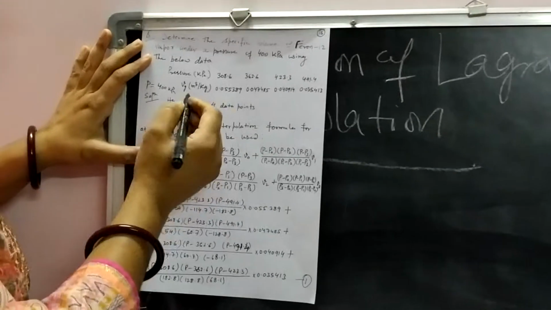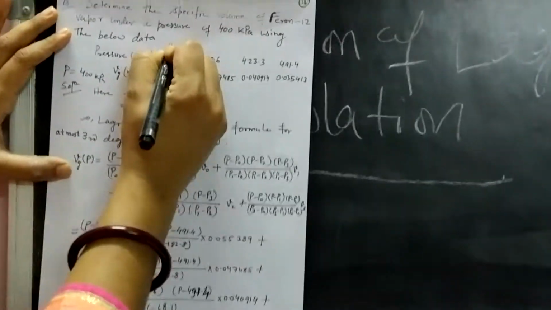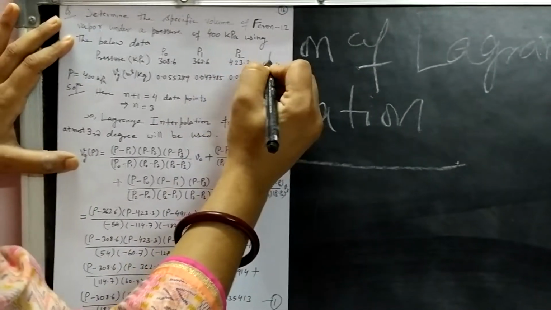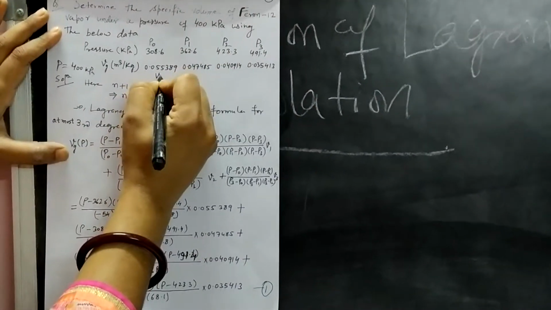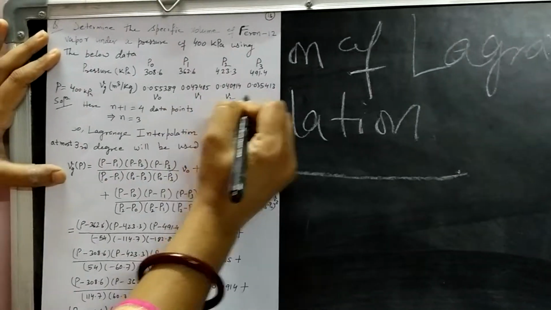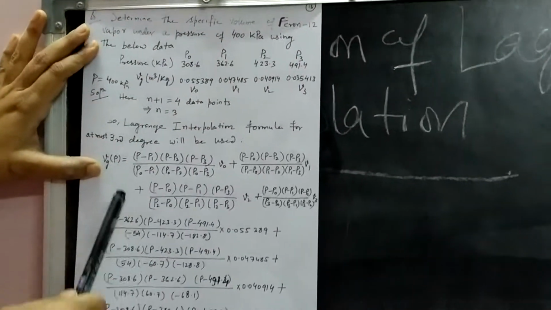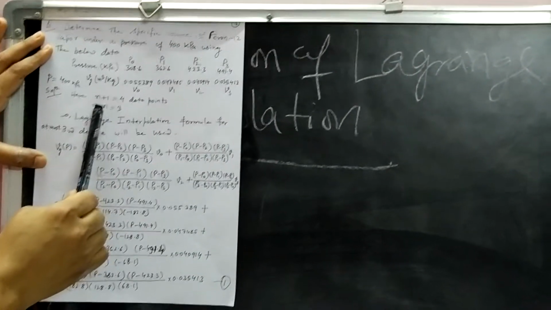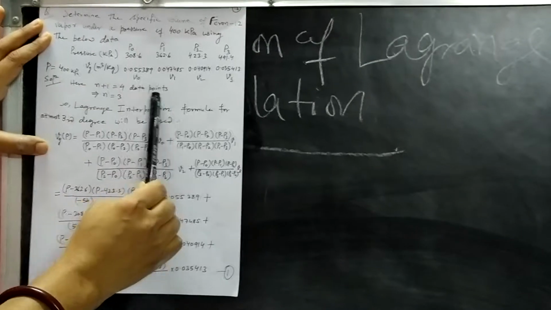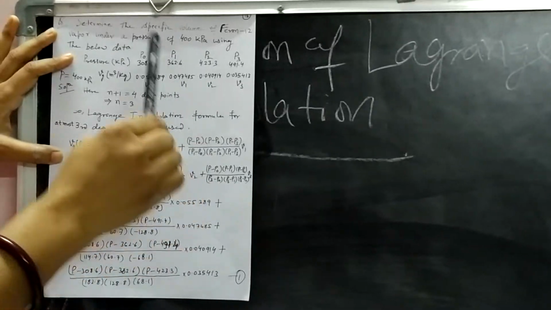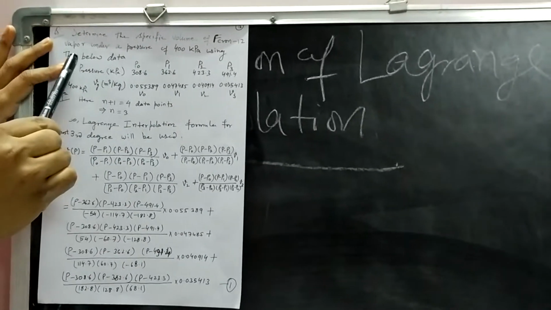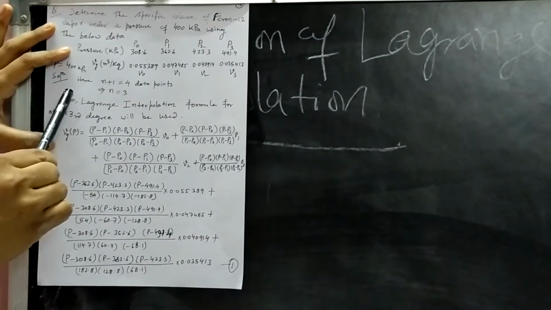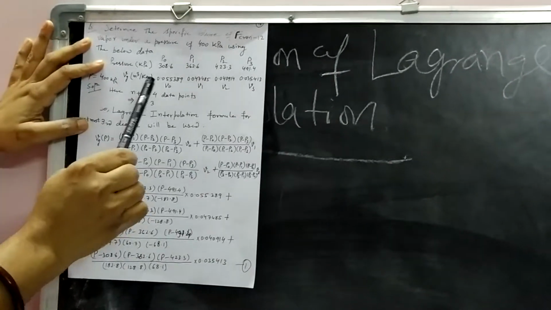Now here you see how many data points are given. Let us assume this as P0, this is P1, this is P2 and this is P3. Similarly V0, V1, V2 and V3. So we have been given n plus 1 equal to 4 data points. It means that if we apply the Lagrange interpolation concept over here, we can get the Lagrange interpolating polynomial of degree at most 3.